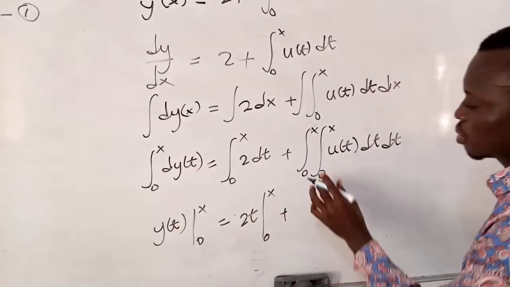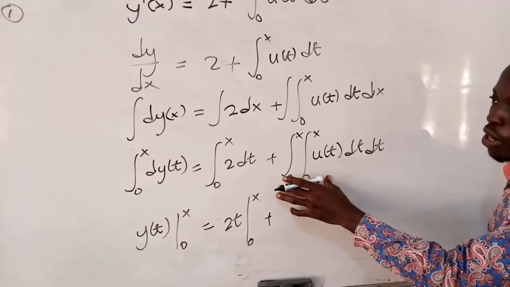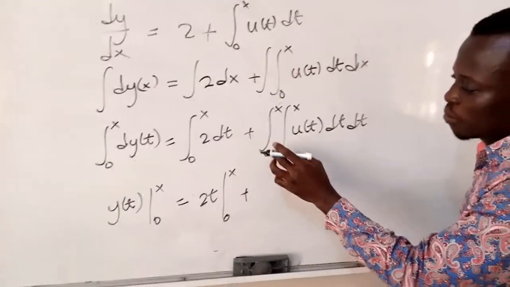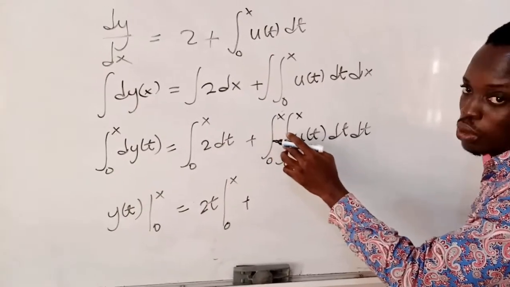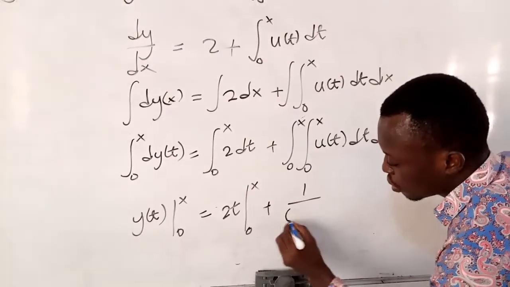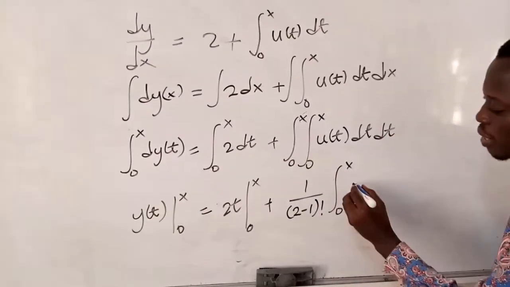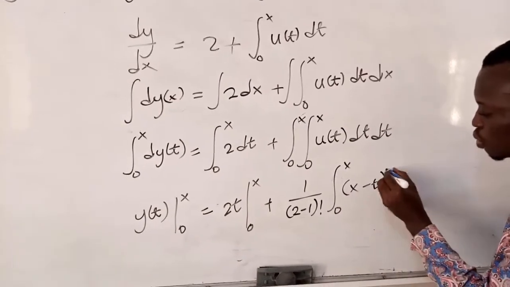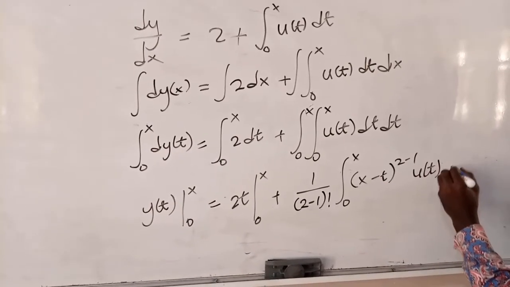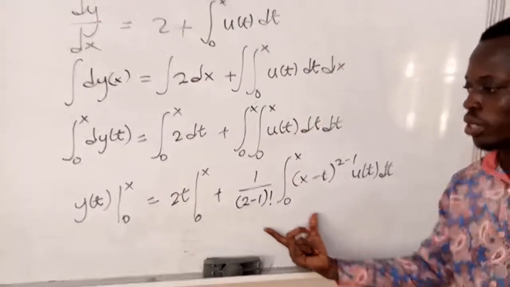Plus, and this is a double integral, and the note we had in the previous note says that you count the integrals, which is 1, 2. So n is equal to 2. So we're going to have 1 over (2 minus 1) factorial, the integral from 0 to s of (s minus t) to the power 2 minus 1, u of t dt. Now this double integral becomes a single integral.